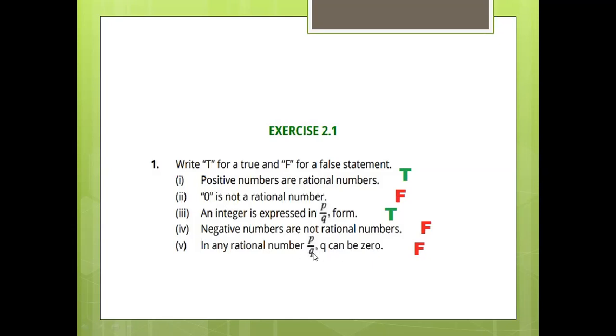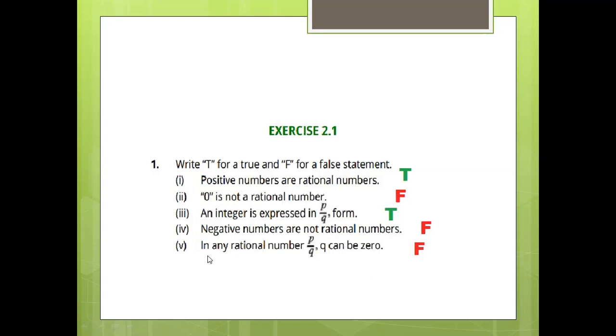The denominator q: in the definition we study that a rational number is represented by p by q, but q cannot be 0. Why? Because if q is equal to 0, you will get a math error. You can check it in your calculator. You divide 3 by 0, or any number written as a fraction and divided by 0, just like 5 divided by 0. You do it with your calculator, you will get a math error. So this statement is false.